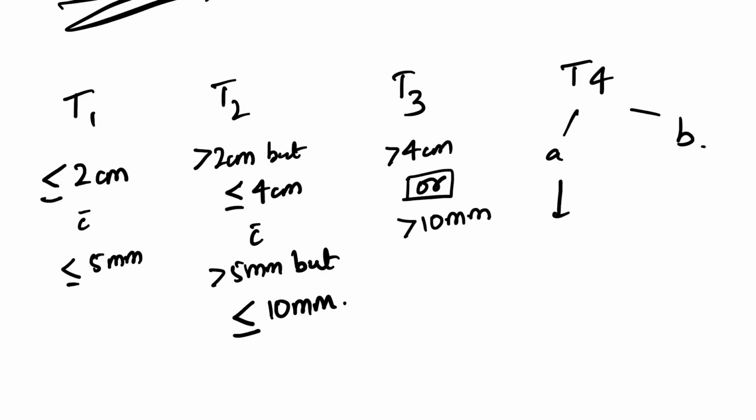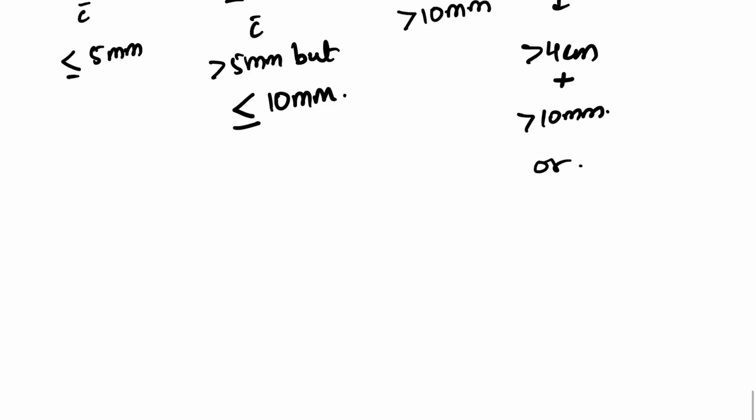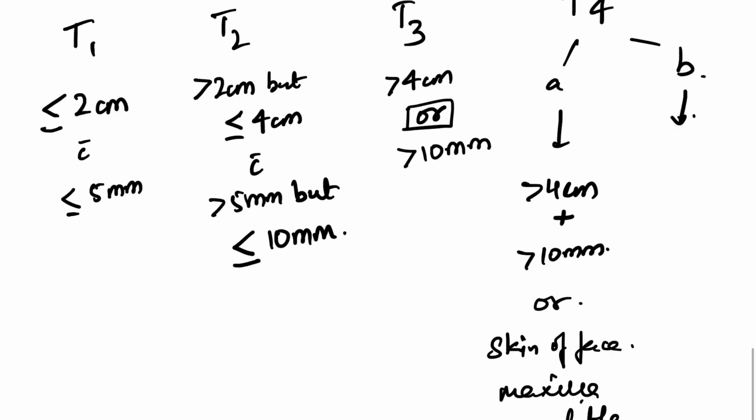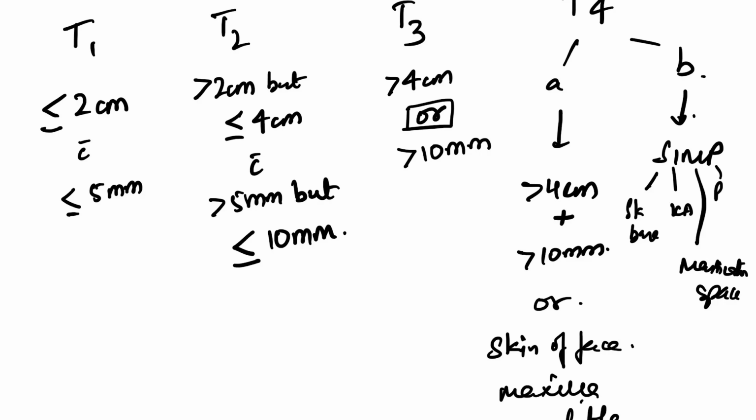And T4A is more than 4 centimeter plus more than 10 mm DOI, or involvement of the nearby structures, which are skin of face, maxilla, mandible, cortical bone and maxillary sinus. And B is SIMP. SIMP is skull base, I is ICA encasement, M is masticator space and P is pterygoid plates. Okay, so this was the T staging.